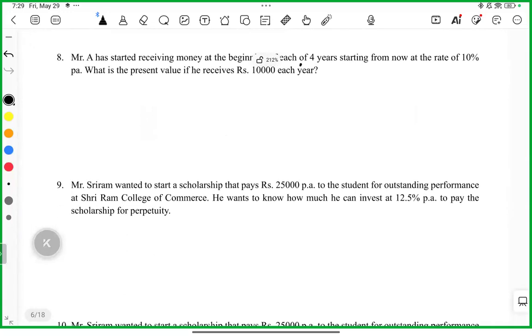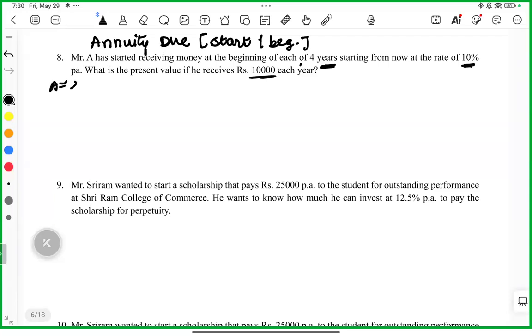Now another type of annuity is annuity due. Annuity due means when you receive the amount at the start of the year or at the beginning of the year. Okay. So Mr. A has started receiving money at the beginning of each year, for 4 years, at 10% interest, and 10,000 each year. Each year means annuity. So A is equal to rupees 10,000.